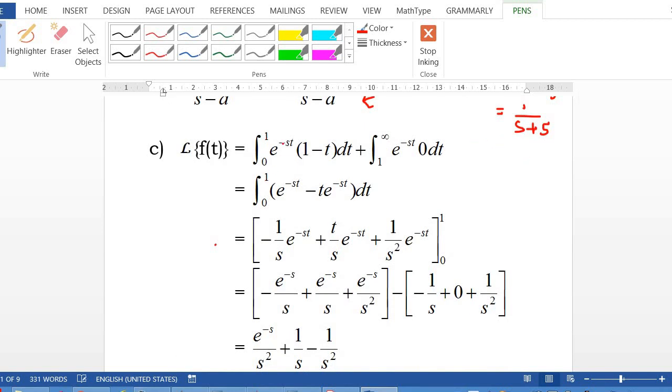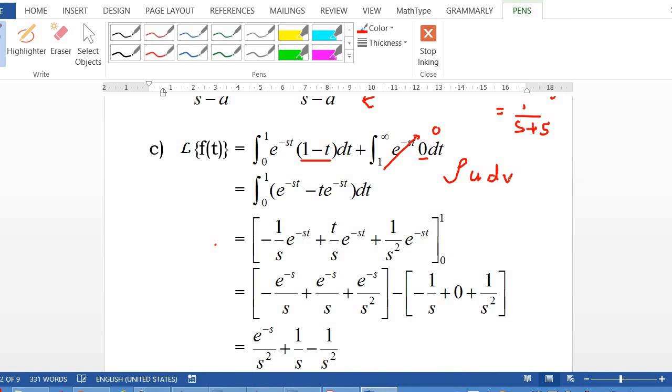From 0 to 1, f(t) is 1 minus t. From 1 to infinity, f(t) is 0, so this one will give 0. To integrate this one, you notice that your integral is in product form of two functions, e to the negative st multiplied by 1 minus t, dt. It is in the form of the integral of u dv.